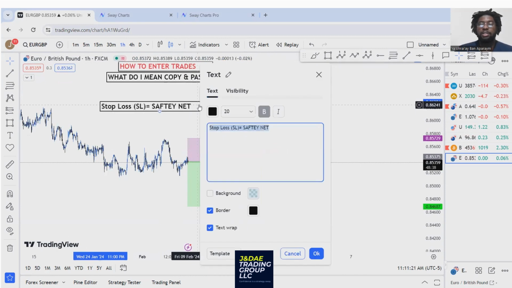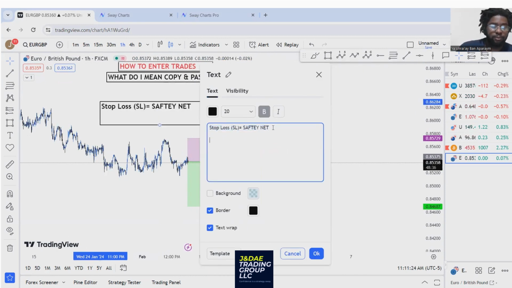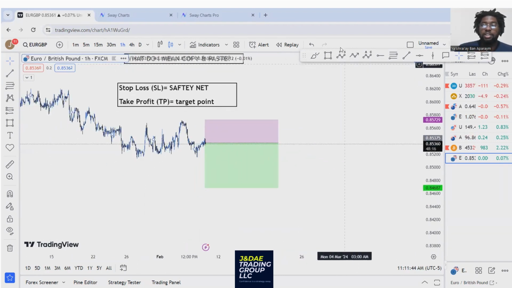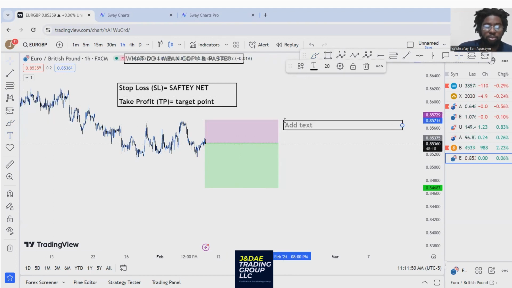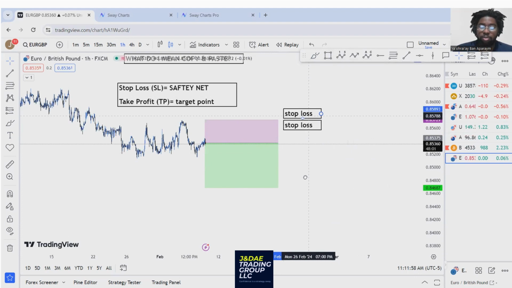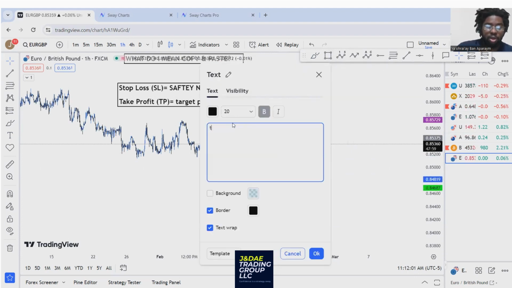The next thing I want to talk about is take profit, which I'll abbreviate as TP. That is your target point. That's where I expect price to go, the area that I expect price to go. So for example, in this trade, the stop loss will be here. This will be the stop loss. I'll copy that, clone it, and down here will be your take profit.